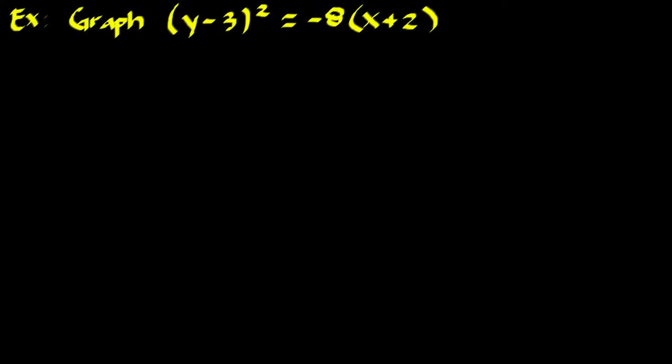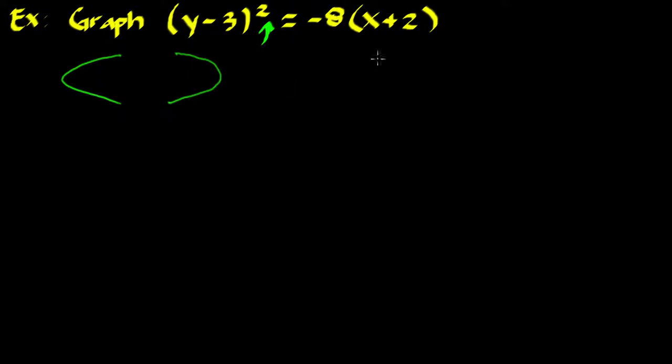All right, so this problem says graph the equation (y minus 3) squared is equal to negative 8 times the quantity (x plus 2). The first thing I notice is that the square is on the y value. What this tells me is my graph is either going to look like that or like that. It's going to be the non-function version of the parabola.